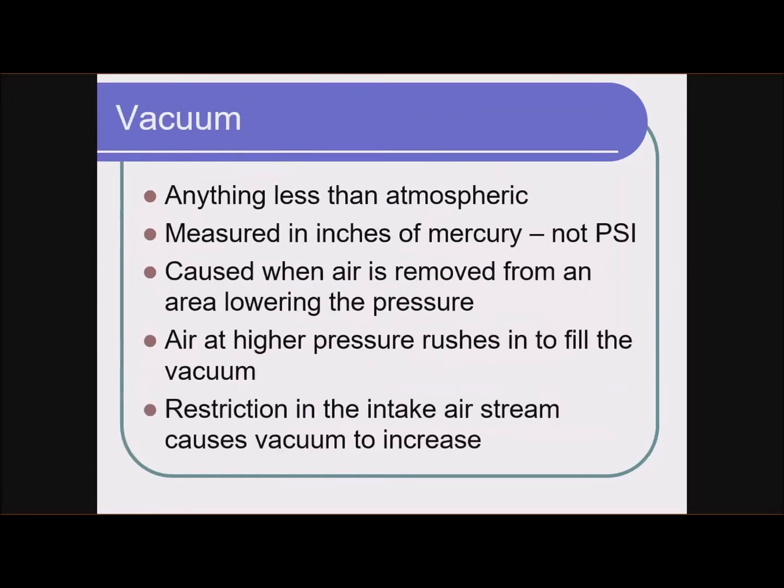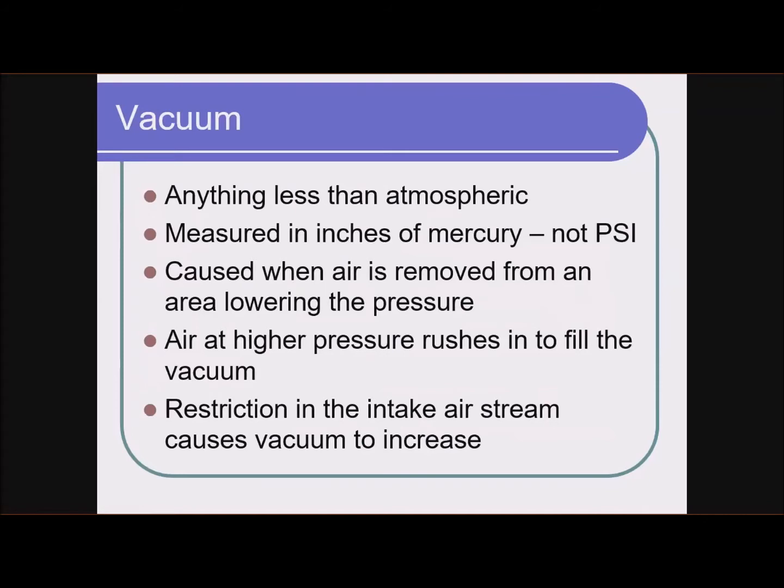So when we measure vacuum, we're talking about anything less than atmospheric pressure. And when we look at a gauge, and I'll do that in a minute, we'll see that vacuum is measured in inches of mercury. So what's a lot? Well, for an engine running at idle, vacuum in the intake manifold is typically somewhere around 20 inches of mercury. They say like 17 to 24 or something like that. Somewhere around 20 inches of mercury.